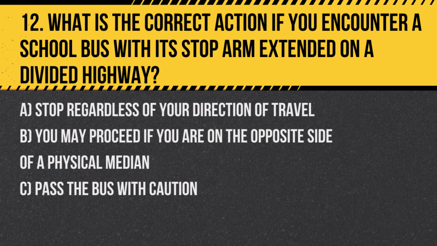on a divided highway? A. Stop regardless of your direction of travel. B. You may proceed if you are on the opposite side of a physical median. C. Pass the bus with caution. Answer: B. You may proceed if you are on the opposite side of a physical median. When a school bus has its stop arm extended on a divided highway and you are separated by a median, you may proceed with caution.